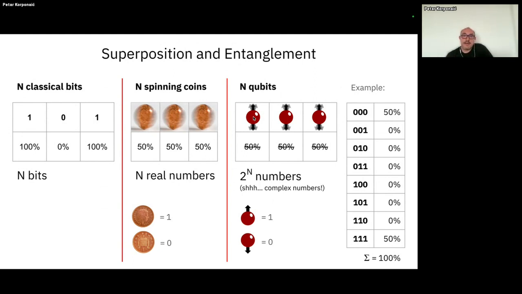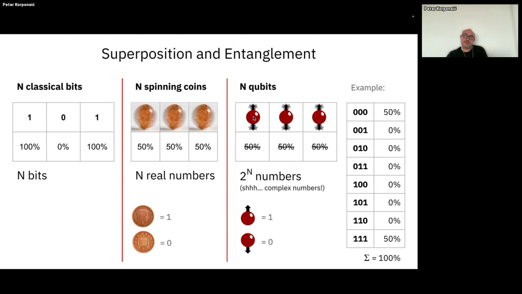And until now, this is similar to spinning coins. So we have, let's say, three qubits, all three in superposition. And when we measure, in quantum physics we say measure, we will get an outcome of 1 or 0. It's similar to spinning coins, but in the case of elementary particles, it is not enough to have n real numbers for n qubits. Why is it not enough?